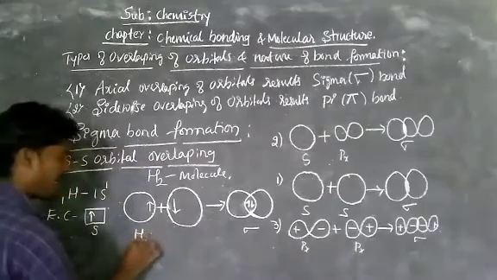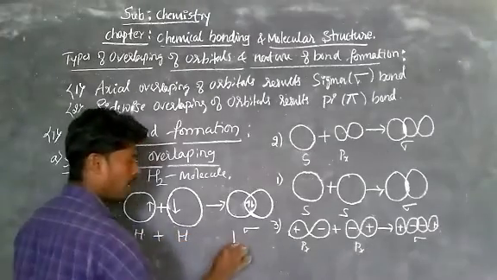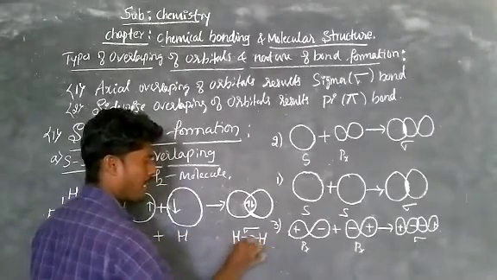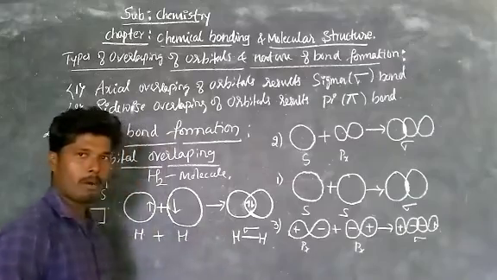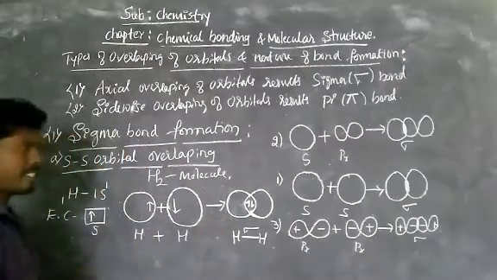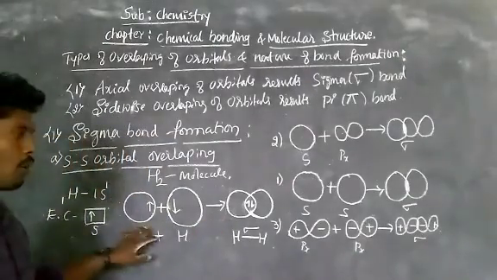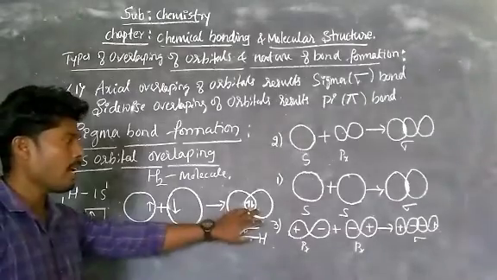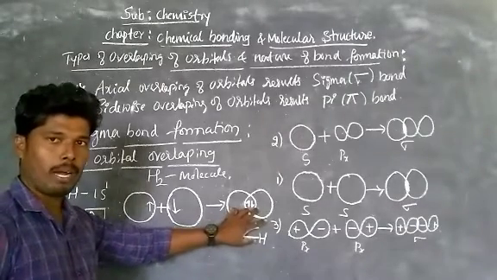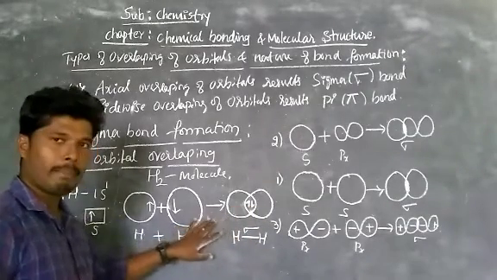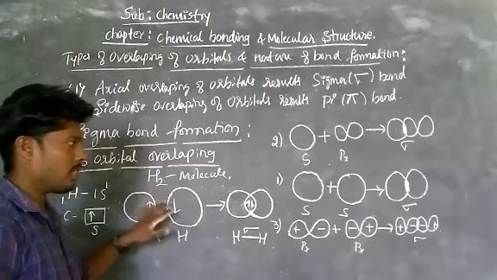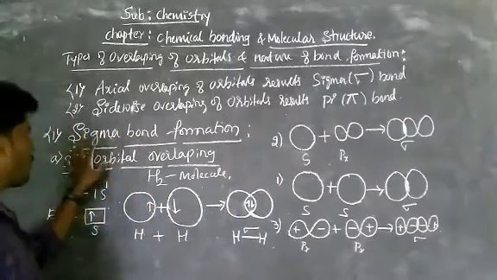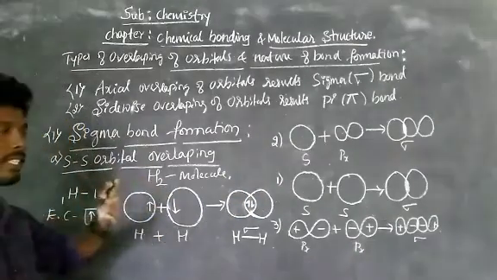Now this is hydrogen atom 1 and hydrogen atom 2. Between these two, a bond is formed. This bond is called a sigma bond. This is the s-s overlapping of atomic orbitals to form a hydrogen molecule. Got it? This is explained by valence bond theory. This is case 1, the formation of a sigma bond by overlapping of s-s orbitals.